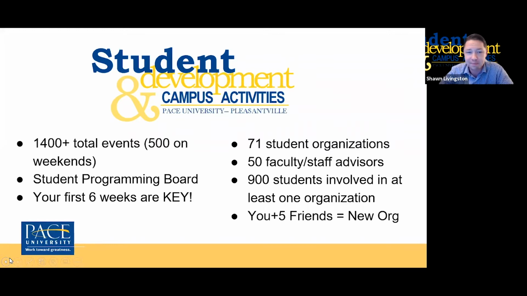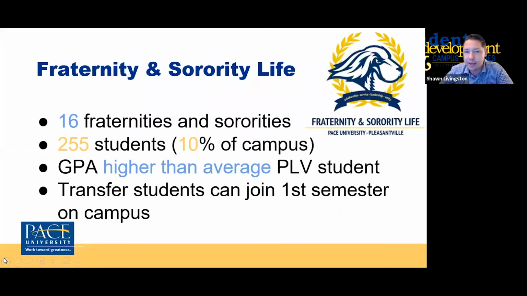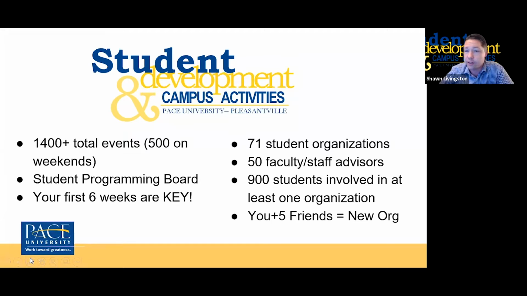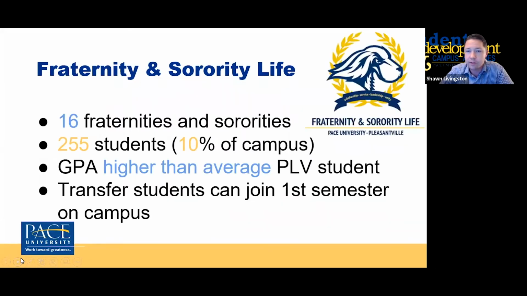So it's pretty cool. Another way to engage with us is through our fraternity and sorority life communities. Fraternity and sorority life is a pretty prominent piece of our campus life community. They're very engaged, very involved students. We have 16 individual chapters, both local, national, and international based organizations. The total amount of students participating is around 255. It fluctuates every semester, but it's about 10% of our campus population.